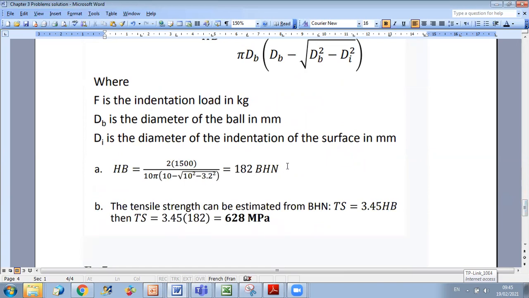And we have seen that the tensile strength can be estimated from the Brinell hardness through the following relation. Tensile strength equal to 3.45 times Brinell hardness. And as you can see here, you can get the result, and the unit of the result will be in megapascal. So just for such a problem, pay attention to units. It's a direct application of a formula. So from it, you can get the hardness, and from the hardness, you can get the tensile strength.